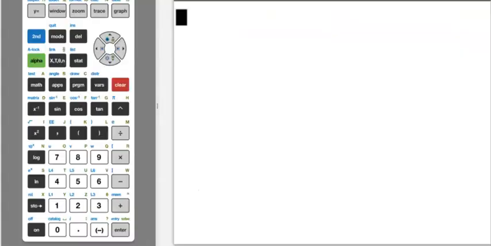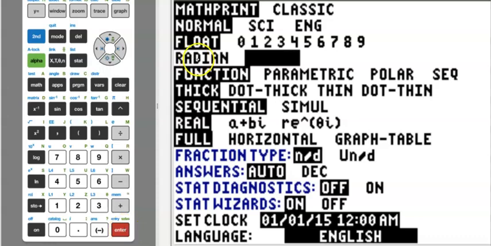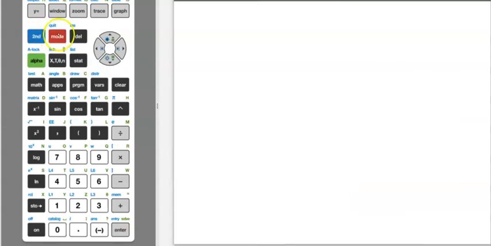The way you can check that is by hitting mode on your calculator. If I look, I see math print, normal, float, radian. Right now my calculator is in radian mode, so I'm going to arrow down. Then I'm going to arrow over, highlight degree, and hit enter. And you're going to see that that marker switches over to degree. I'm going to get back to my home screen. So I hit second mode, that's quit.